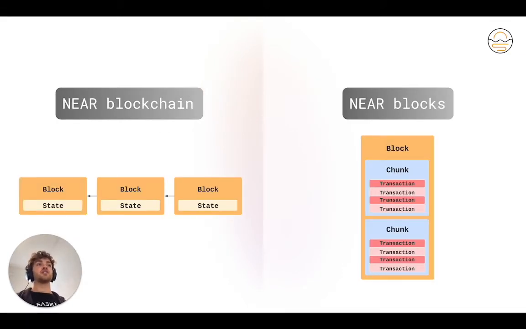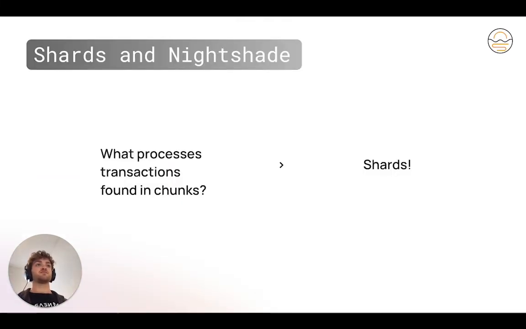To answer this question, let's begin with two basic points. The first is that the NIA blockchain can be thought of as a line of horizontal blocks, sequentially tied by their headers, like any typical blockchain, where its global state is the state of the most recent block. Secondly, for NIA, each block is composed of chunks, which are just different bundles of transactions found in each block. So, what processes the transactions in each chunk?